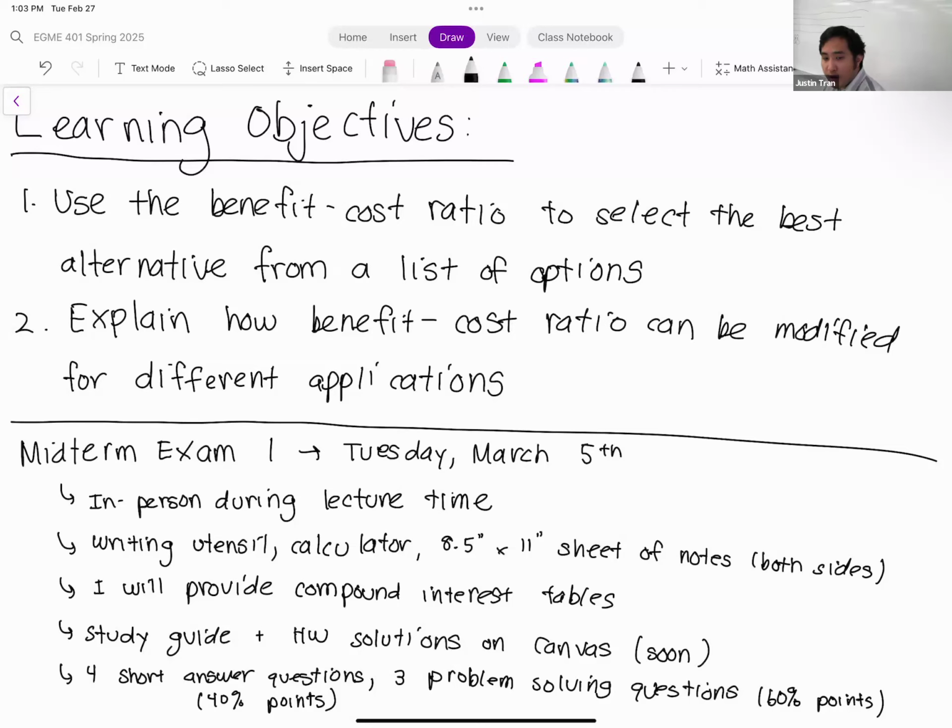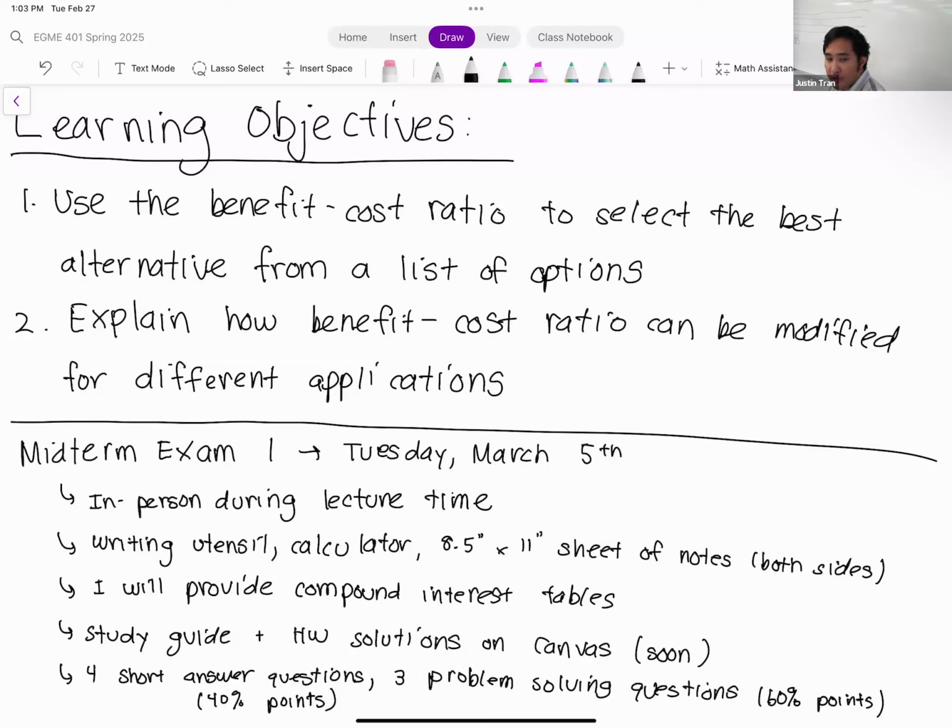In terms of other content, I will be posting a study guide for the midterm exam, hopefully by today. I was trying to get it done this morning, but I got caught up doing some other stuff. I'm also going to post the homework solutions on Canvas. For now, it's going to be just homeworks one and two, and after you turn in homework three, I'll post the solution for homework three as well. So you have all of those available to study. I'm going to take care of that today, hopefully.